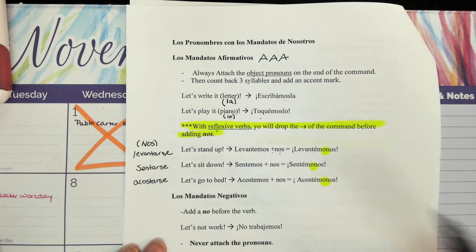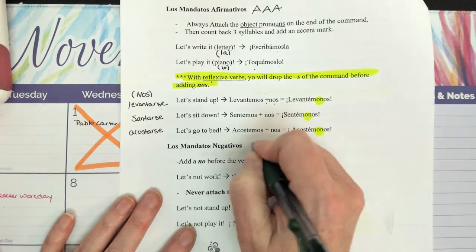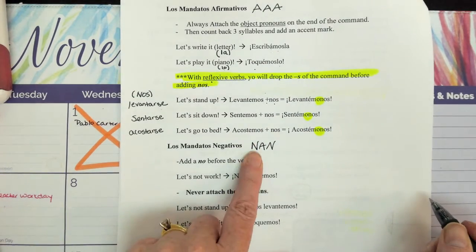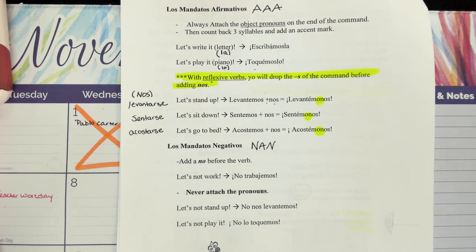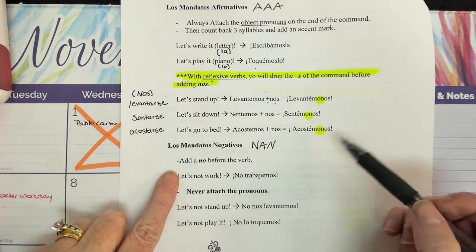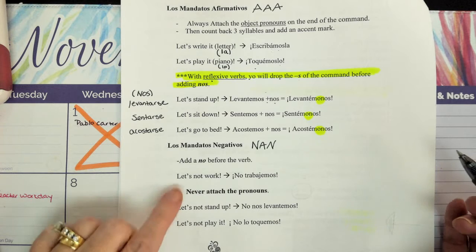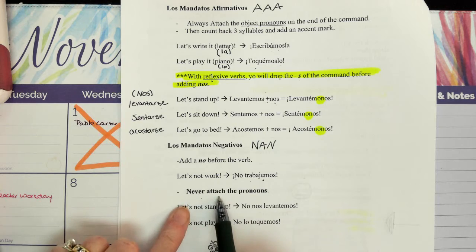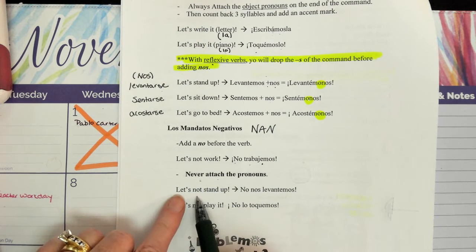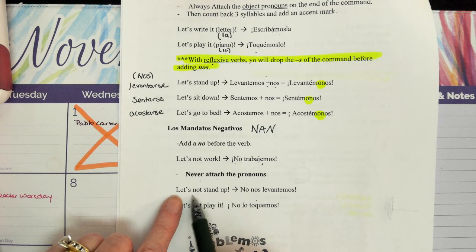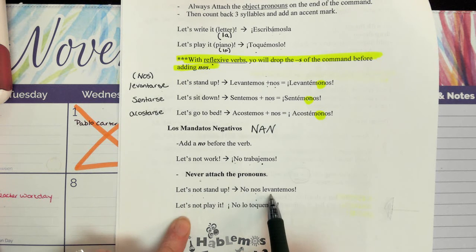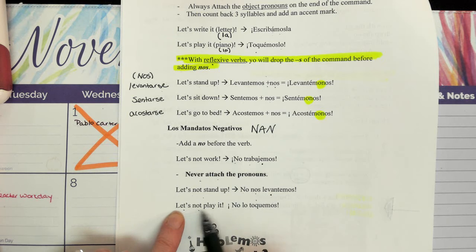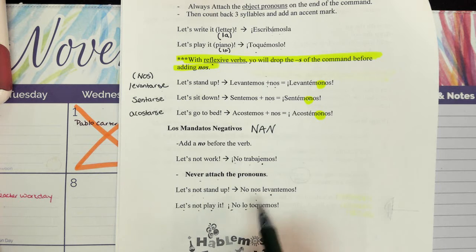Okay, so our negative commands, I always think of "nan, never attached to negative." So you're going to have a no, and then your pronoun, and then your command. So let's not work: no trabajemos. And here you never attach the pronouns. Now we're going to have some pronouns. Let's not stand up: no nos levantemos. Let's not play it: no lo toquemos. So again, we never attach to negatives.